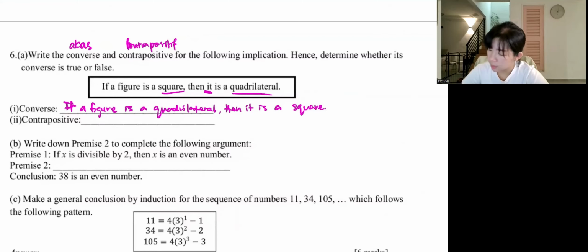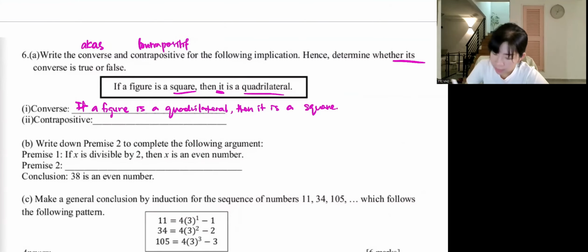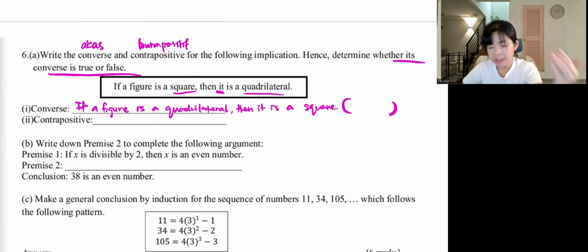Now, the question actually asks one more thing. Determine whether its converse is true or false. Now you have reversed it already. I want you to think about this statement, true or false. You need to state true or false at the back. If the figure is a quadrilateral, meaning any polygon with 4 sides is called a quadrilateral, then it is a square. It is not always a square. It can be so many other shapes also. It can be a rectangle, rhombus and so on. So this one is false.